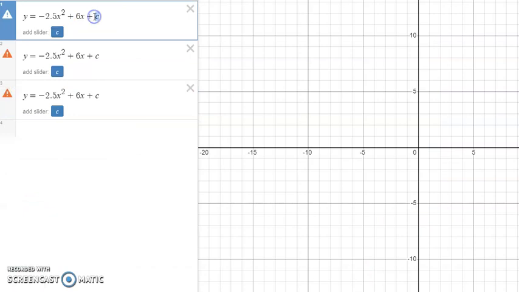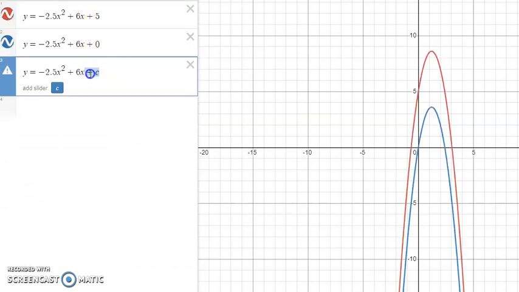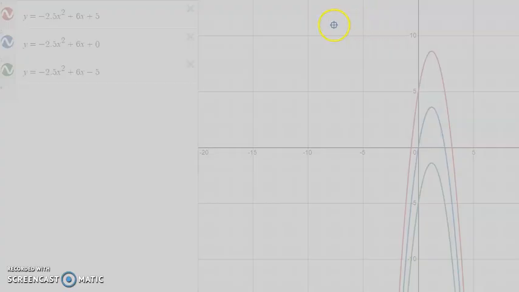So I'll put a value in at, let's say, 5. Let's say 0. And let's say negative 5. And there's the 3 graphs for you. Okay. So I'm going to take a picture of those for our notes. So positive 5, 0, and negative 5 for C.